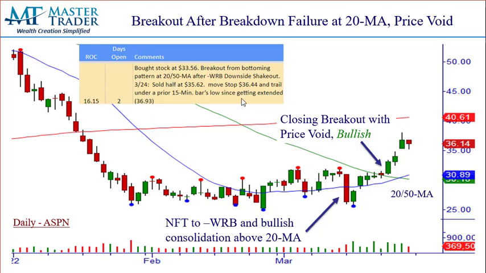And this is a closed trade here, so this is in the closed trade spreadsheet for our subscribers. It says how long we've had it open. We always give the technical reason: breakout from bottoming pattern at 20.50 after wide range bar downside shakeout. Exactly as I'm describing to you right now. The same day we sold half into strength, and then we went into trail mode.